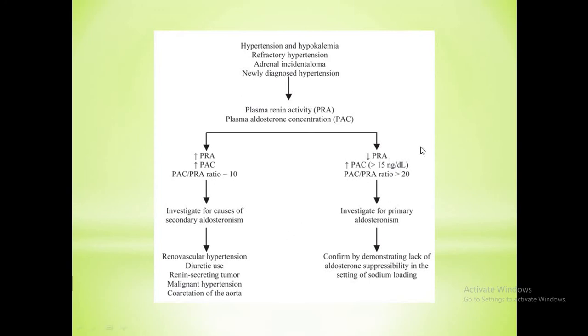If the PRA is decreased and the PAC is high, and if the PAC to PRA ratio is more than 20, then that means that there is primary aldosteronism. There is autonomous production of aldosterone. So you confirm it by the lack of aldosterone suppression by sodium loading, by loading the patient with salt.